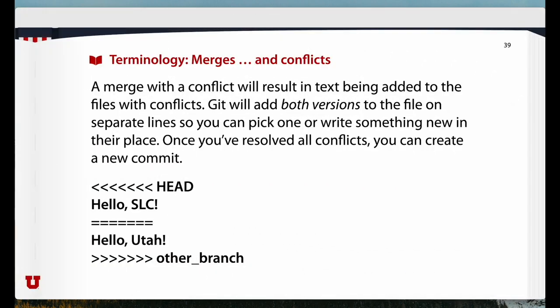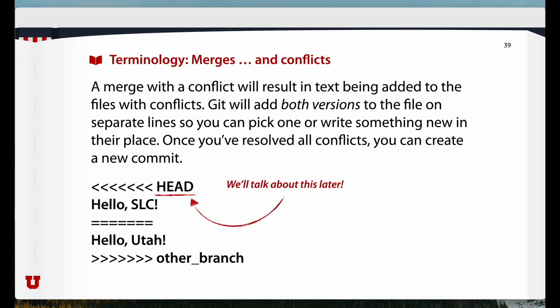So a merge with a conflict will result in text that's added to the files with conflicts. And Git will add both versions of the text in the file on separate lines so you can pick one or write something new. And once you've resolved all of these conflicts, you can create a new commit. So we've seen this head text before, but we haven't yet explained this. I'll talk about this a bit more later.